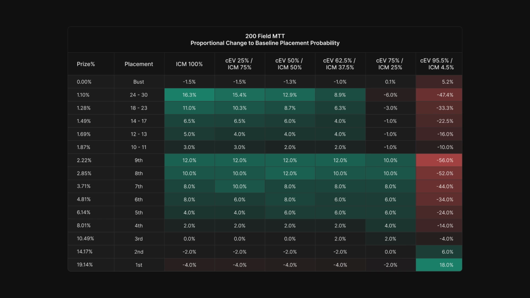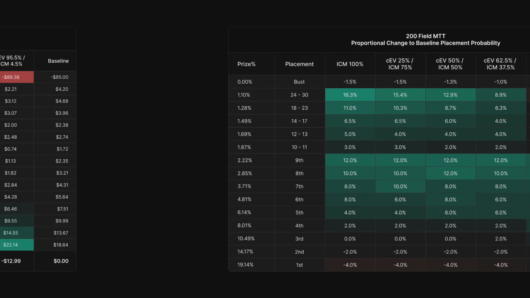Conversely, ICM 100%, this pure ICM strategy, is busting 1.5% less often and placing in the money overall much more often. We can see that proportionally speaking, they're much more likely to place in the money bubbles. 16.3% of the time they're busting in 24 to 30, which means they're hanging on right until at least they get some payment. And this is important because placing in the money more often indicates that you're going to increase your EV. But there's always a trade-off between maximizing your stack and surviving.